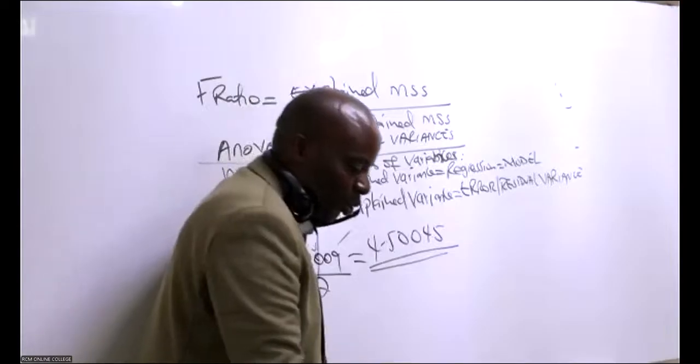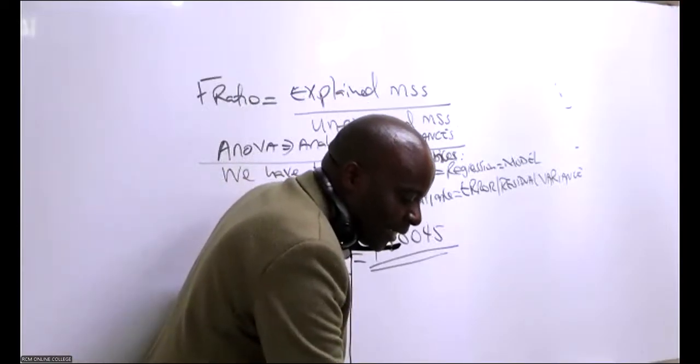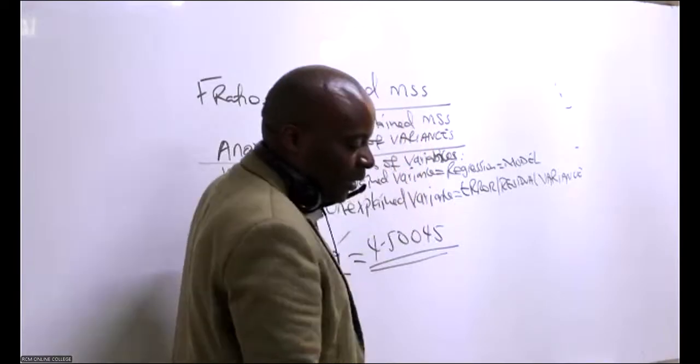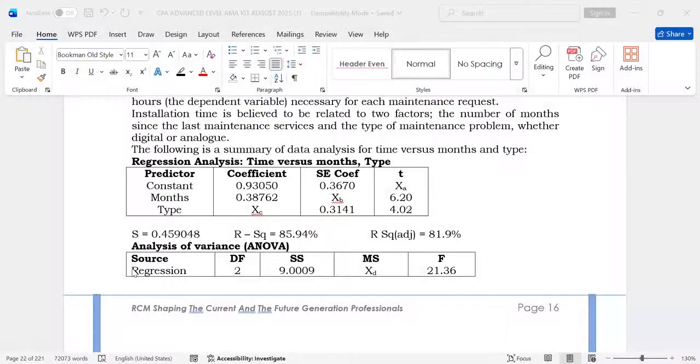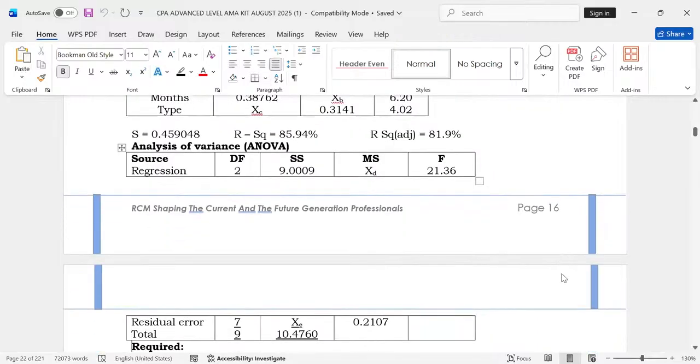So in this question, have they given us those two variances? You can see that at times they call them type of variance or source of variance. Here we have regression versus residual error. So now the variances have been given to me.